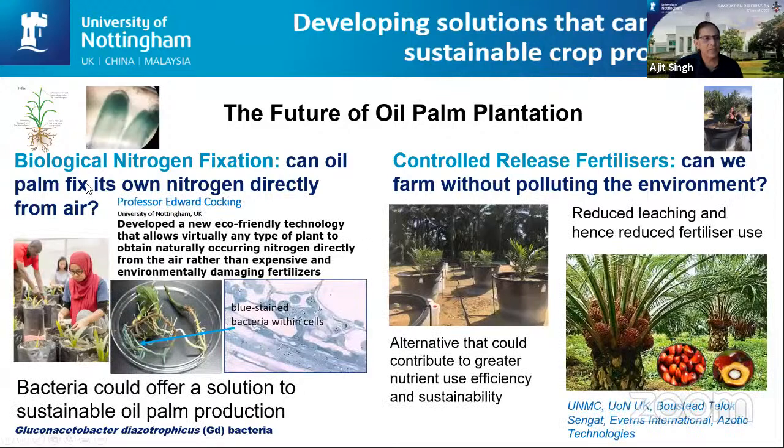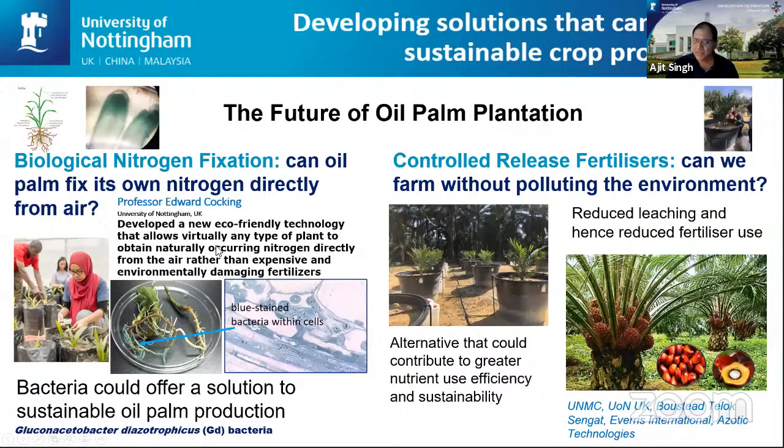Now, another research is on the biological nitrogen fixation on oil palm. Now, we have discovered a bacteria in the UK campus. It was by Professor Hawkins. So it's a GD bacteria, that is Gluconacetobacter diazotrophicus. So it's a bacteria that is found in sugarcane. But there is a particular strain of that bacteria that is able to fix nitrogen in cereals, that is in non-legumes. So it has been tried in rapeseed and mustard, wheat, and we are able to save up to 50% nitrogen.